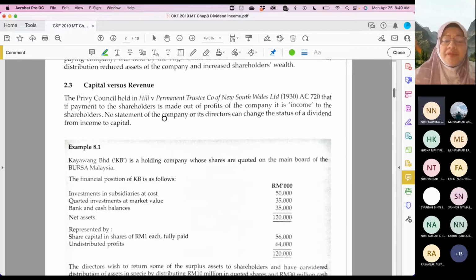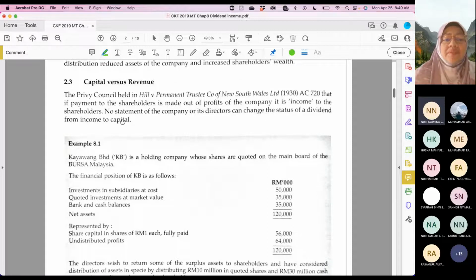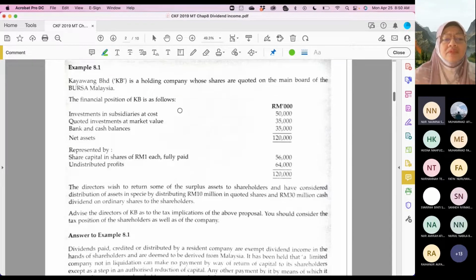Capital versus revenue: is dividend capital or revenue? The payment is made out of profit of the company, so it is income. No statement of the company or director can change the status of the dividend. Sometimes they say, refer to the minutes of the company meetings, that we try to exempt the dividend. No, it doesn't work like that. Most of the time, dividend received by shareholders is taxed. It's not exempted yet, actually. So let's look at it.